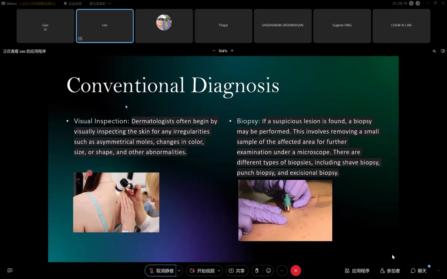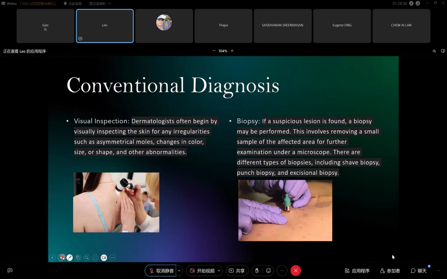Okay, so conventional diagnosis of skin cancer is via visual inspection or biopsies. Typically the dermatologist will begin by visually inspecting the skin, and I believe the technology now used for visual inspection is called a dermascope. Other than that, they will also take biopsies. If a suspicious lesion is found, a biopsy may be performed, and there are different types of biopsies, including shave, punch, and excisional biopsies.